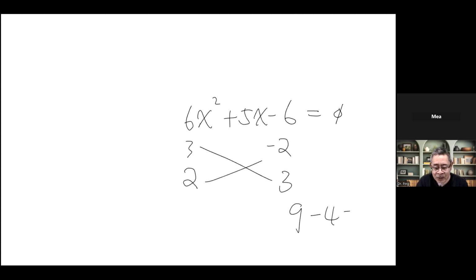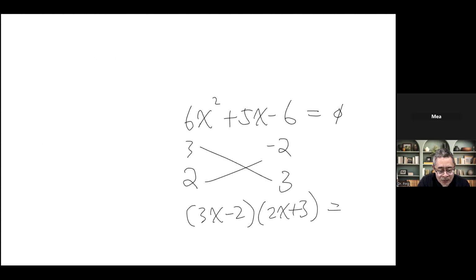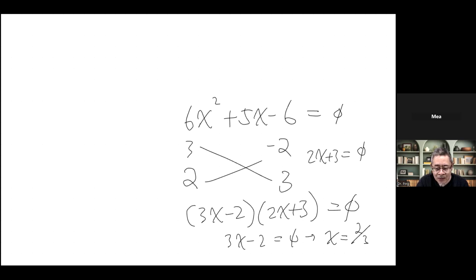And so therefore, we rewrite this as 3x minus 2 and 2x plus 3, equal to 0. And this gives us 3x minus 2 equal to 0. We got x is 2/3. And then 2x plus 3 equal to 0. Then x is negative 3 over 2. So we got this and that. Good.